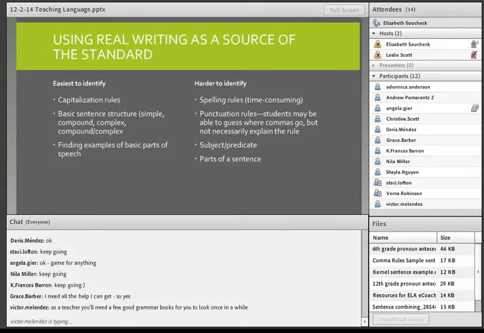Trying to identify subject and predicate or parts of a sentence in real writing is definitely difficult, because again, most people don't write like a textbook. So we have crazy constructions, and we don't necessarily write straightforward sentences that make things like subjects and predicates easy to identify. Or if you're looking for certain types of phrases, we don't always write in a way that's going to make those phrases easy to find.